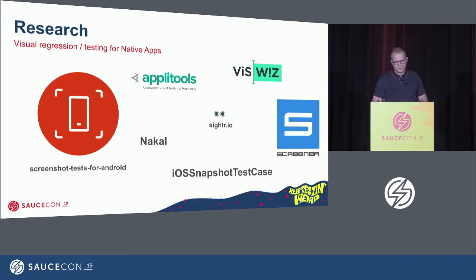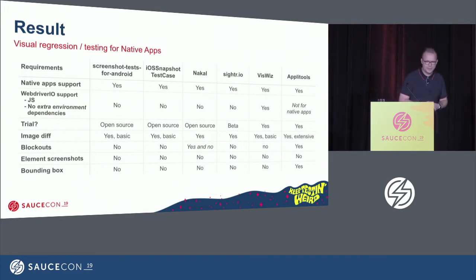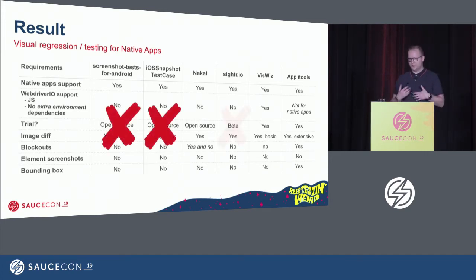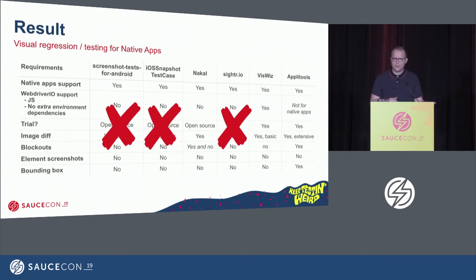Based on the brands and the tools I found, I created a table. I put in all the requirements, and if you put them in the table, you get something like this. If you go back to the requirements we had, for example, we said we wanted to be cross-platform, then you would see that the list was already narrowed down by 3 tools. These were only for iOS or for Android. If you would then also look for WebDriver I/O support, then Nakal would also narrow down the list.